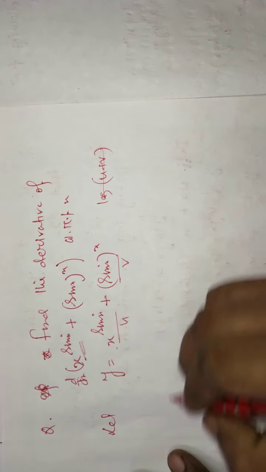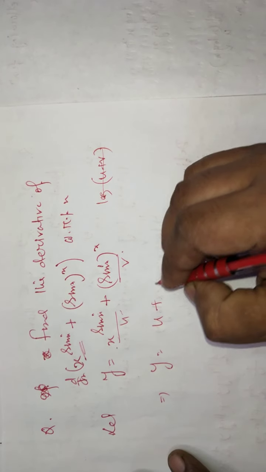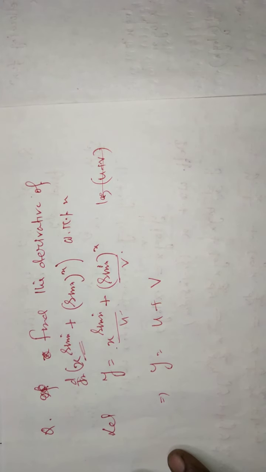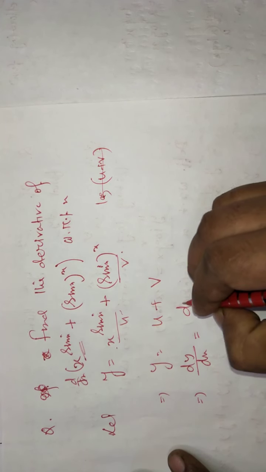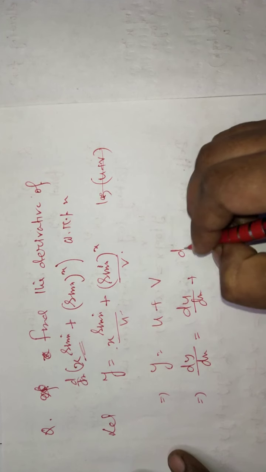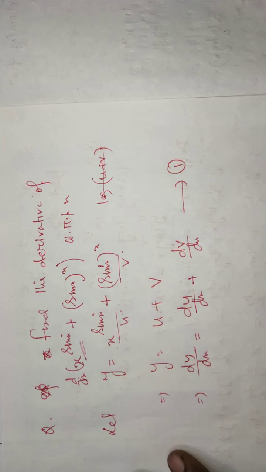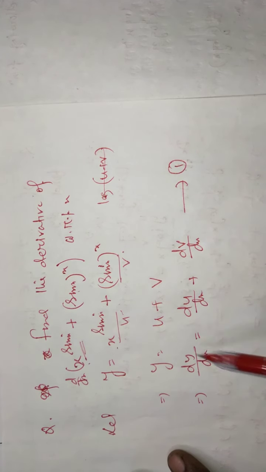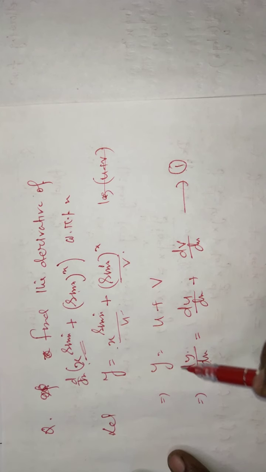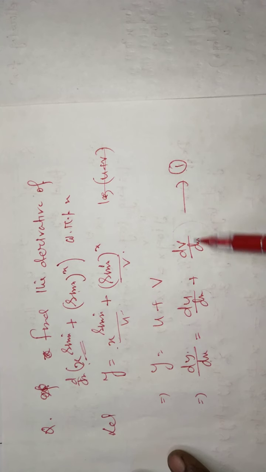What we will do, we will take this as u and this as v, and ultimately your expression is y equals u plus v, and if you differentiate with respect to x, then it will be du/dx plus dv/dx. So this is suppose number 1. Clear? Your final answer is d/dx of this, which means dy by dx. You are going to find this. Before that, you have to find du/dx and dv/dx, and after finding these two results you put them here, you will get dy by dx.